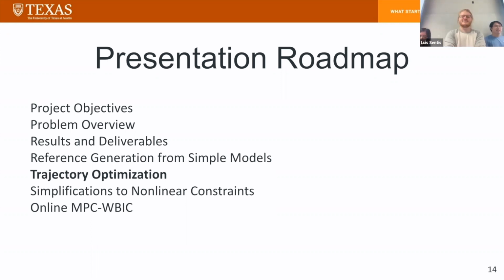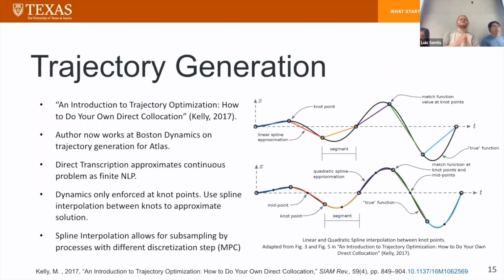Next up, we're going to talk about the trajectory optimization. Don't worry, there are a lot of slides on trajectory optimization. A really important reference for us was this paper, An Introduction to Trajectory Optimization: How to Do Your Own Direct Collocation. It's a 50-page, basically ground-up tutorial on how to do these kinds of methods. It's by Matthew Kelly. He finished his PhD and now works at Boston Dynamics on trajectory generation for Atlas. So that went well for him. Anyway, we reference this a lot, so I like to bring it up.